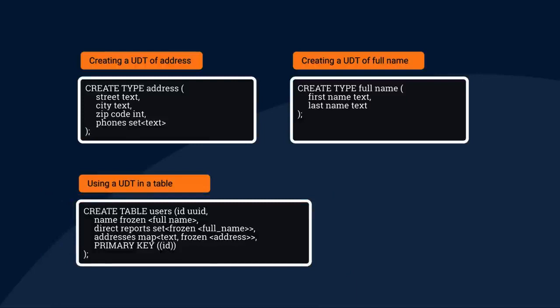First, a users table is created, which includes name, a set of direct reports, and a map of addresses. In the name column, the full name UDT is used. After that, a set collection type with the full name UDT is used to create a direct reports column. And finally, the address UDT is used in a map collection. In relational databases, to find a query, you will have to first join these two tables together, but in Cassandra's denormalization technique, the address is embedded in a single cell of the users table.